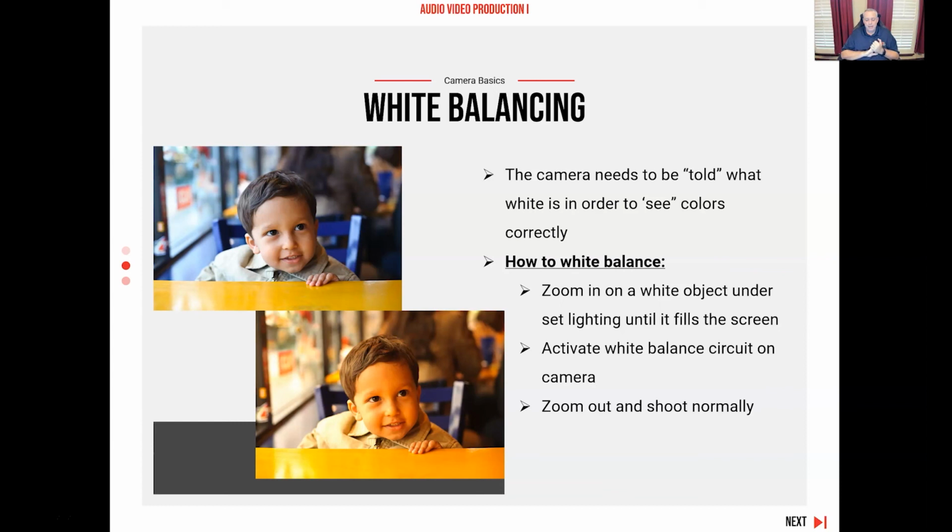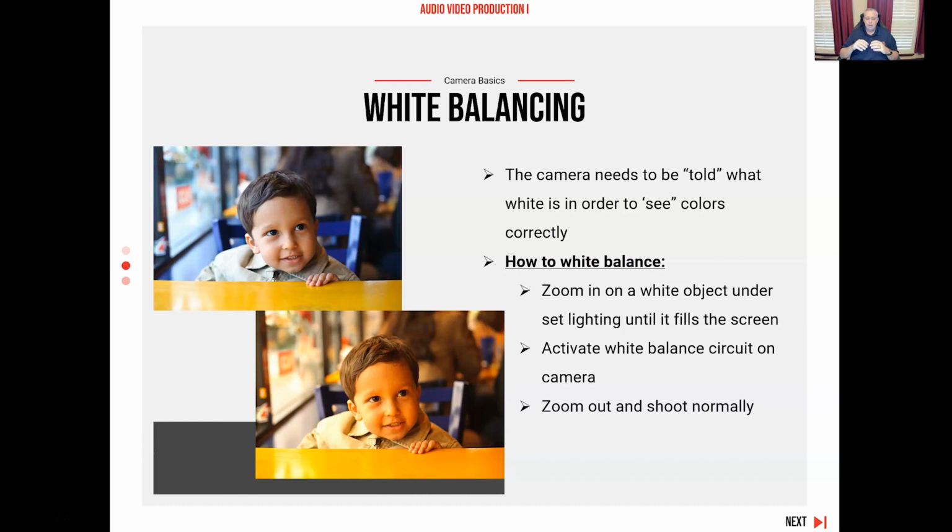So we got a little problem here. If you're shooting video of this young man, he happens to be in a little restaurant that probably has some incandescent lights above him. You start to shoot, and guess what? He looks completely orange. So what you need to do is accommodate for that in your camera.